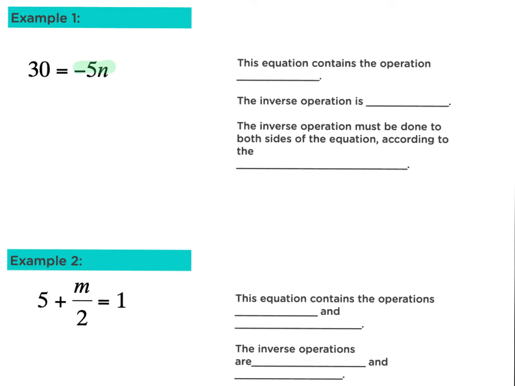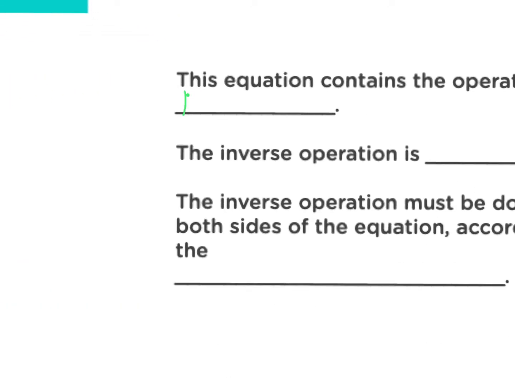Okay. A lot of people think that means subtraction because there's a -5 sitting there. That's not the operation that's in that equation. That equation has a -5 sitting next to the n. So what operation does it mean when you've got something just sitting next to the variable? Yes, ma'am. That is multiplication. So this equation contains multiplication.